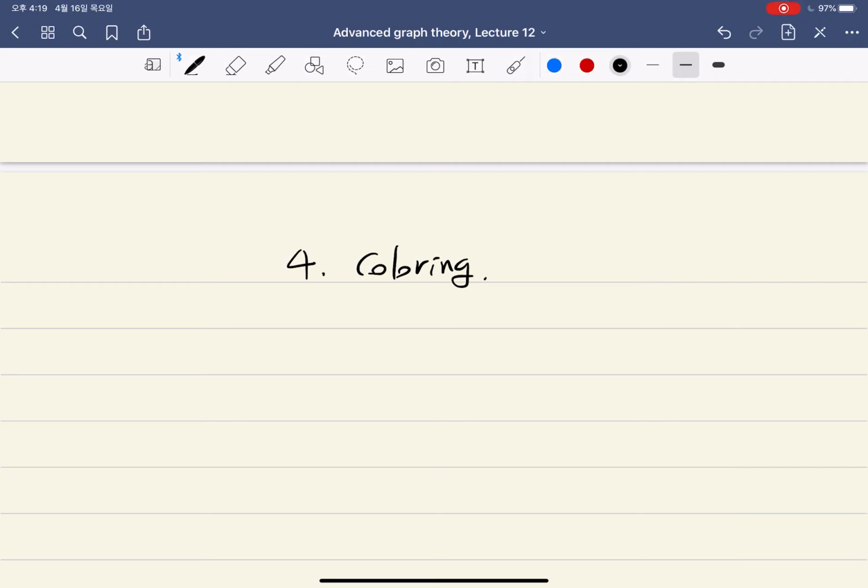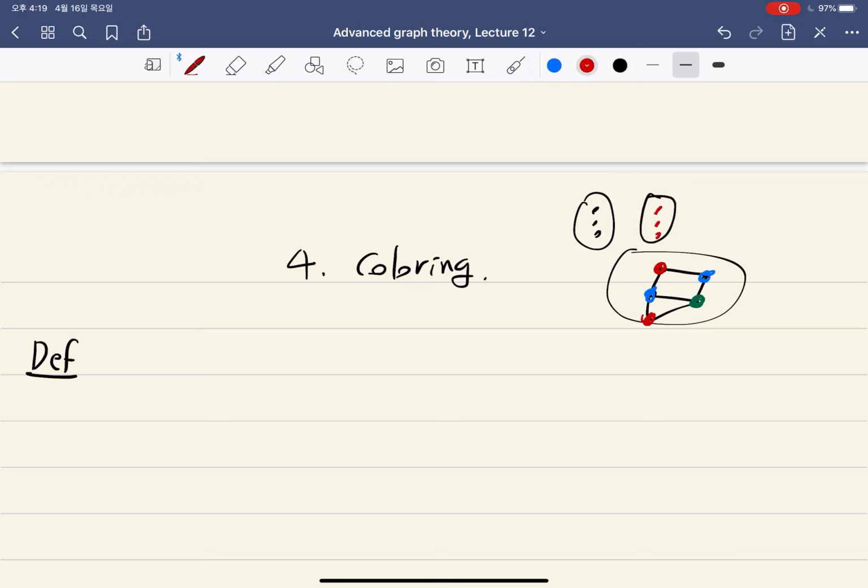So now let's start the chapter on coloring. And what is coloring? In undergraduate graph theory, we learned that vertex coloring means that we want to color the vertices of a graph so that no two adjacent vertices have the same color. In other words, if you collect all the vertices with the same color, then they form an independent set. There are no edges between them.